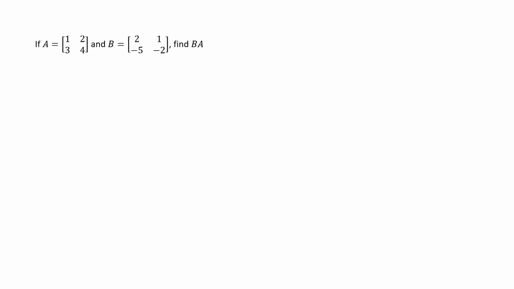So here I'm going to write B first on the left. So this is going to be B. So 2, 1, negative 5, negative 2, and up here to the right I'm going to write matrix A, which is 1, 2, 3, 4, and you can see our product is going to be a 2 by 2 matrix because there's 2 rows of B and 2 columns of A. Alright, let's go through our procedure.